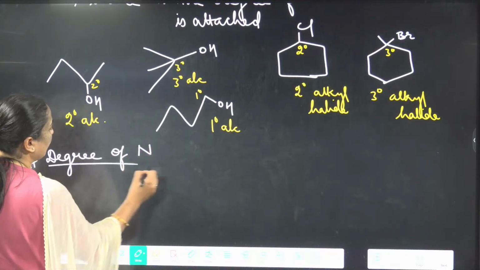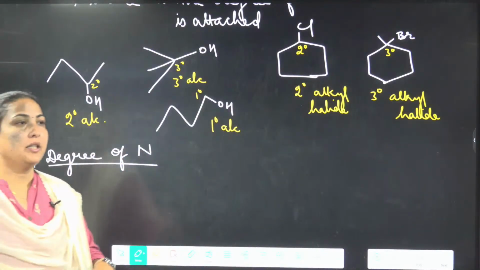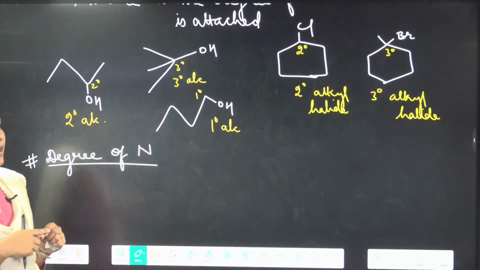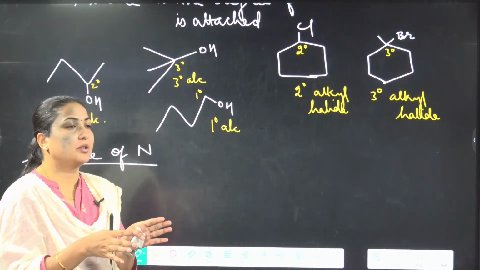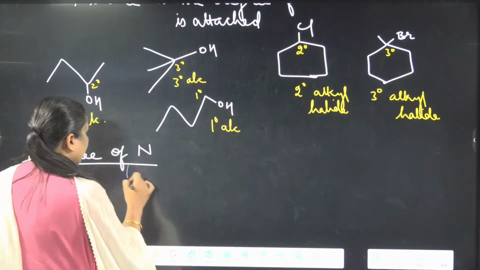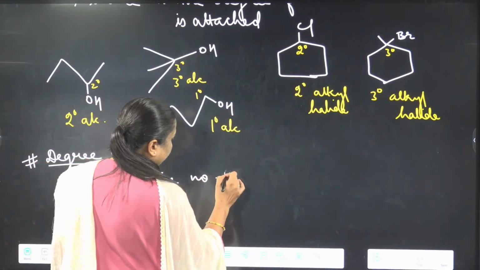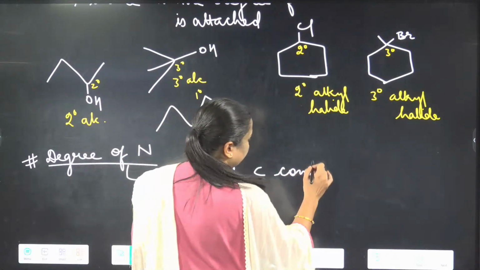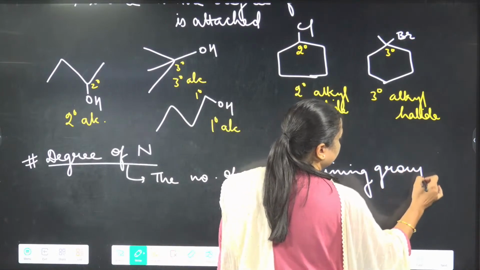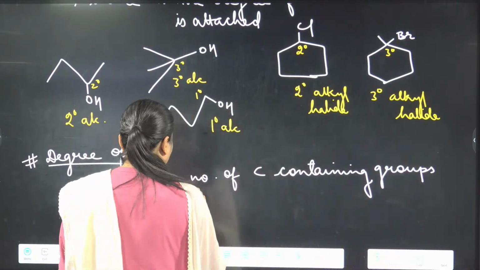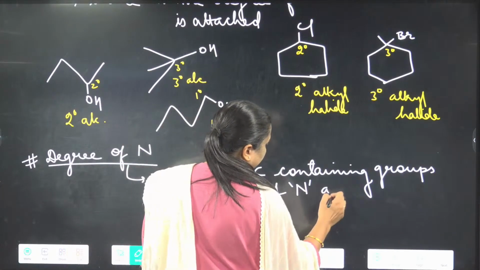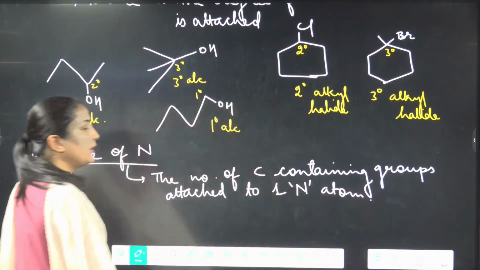Degree of nitrogen is somewhat different. Right? You won't be saying the degree of the carbon to which it is attached. We'll be saying the number of carbon containing groups which are connected to one nitrogen. That is defining its degree. Okay. So the number of carbon containing groups attached to one nitrogen atom defines its degree.